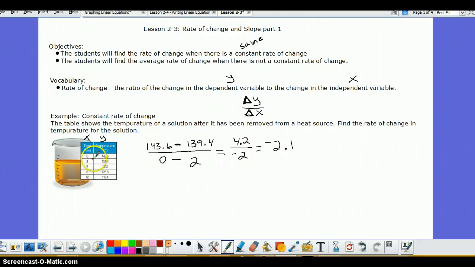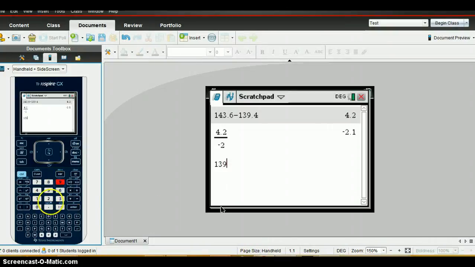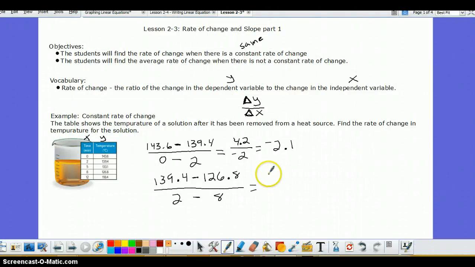Alright, so now I'm going to select two different ones. So we're going to stick with the 139.4. So 139.4 minus, because I want to find the change, let's do 126.8. So 126.8 over, this one was with 2, minus that one was with 8. Alright, so 139.4 minus 126.8 gives me 12.6. So we get 12.6. 2 minus 8 is negative 2. Remember, a positive over a negative is a negative. 12 divided by 6 is 2. 6 divided by 6 is 1. And you again get 2.1. So that's why it's a constant rate of change. It doesn't matter where we pick our values from, we're going to get the same answer.